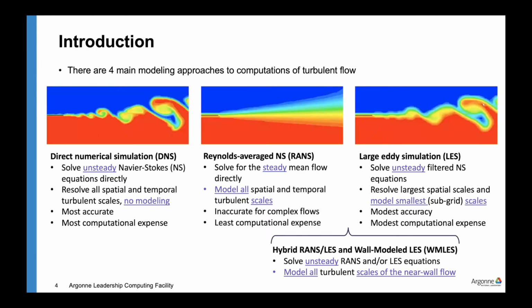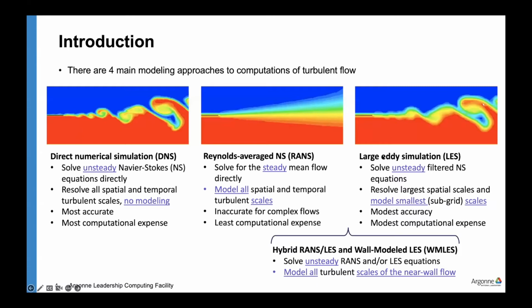So, a little introduction to computational fluid dynamics and turbulence. There are really 4 ways of modeling computations of turbulent flow. On the left here, you have one extreme, the direct numerical simulation. Here we solve the full unsteady Navier-Stokes equations. There's no modeling of turbulence scales in space and time, and therefore it's the most accurate method, but also the most expensive. In the center, you have the other edge of the spectrum, which is the most common one, RANS, Reynolds-averaged Navier-Stokes. Here we solve for the mean flow directly, and we model all the spatial and temporal turbulence scales. It's the least computationally expensive, but also the least accurate.